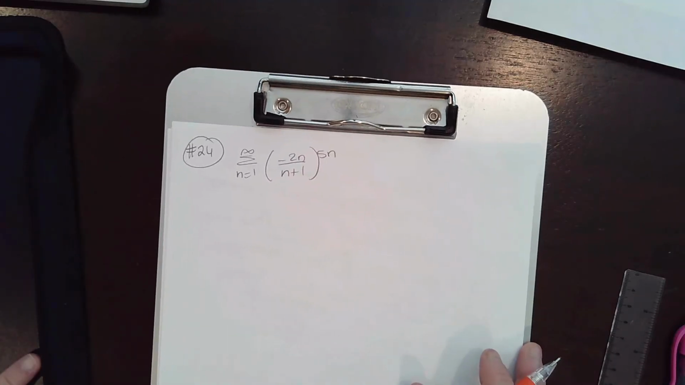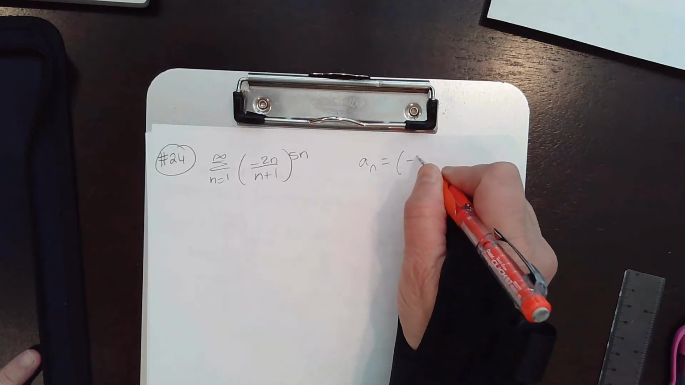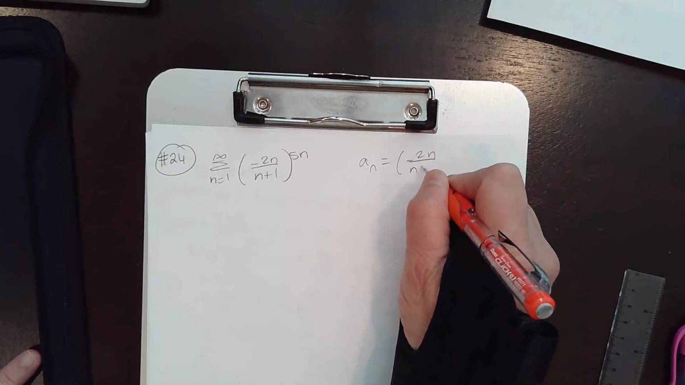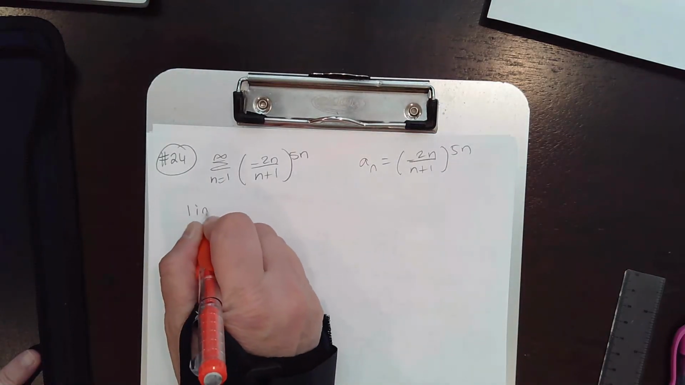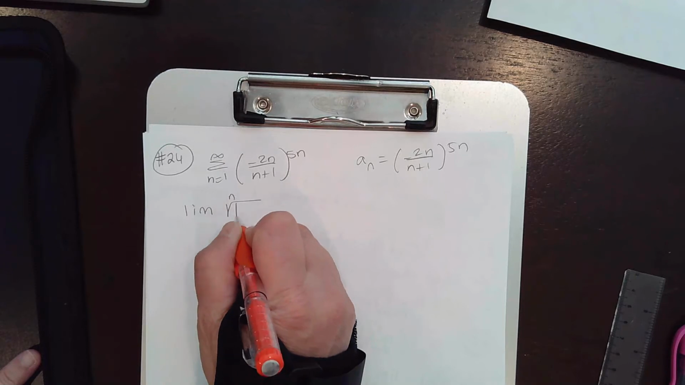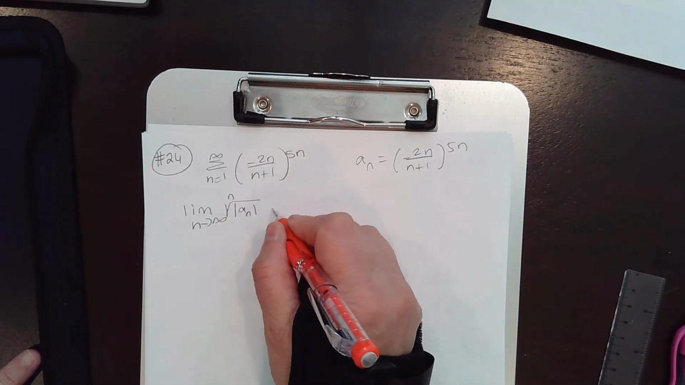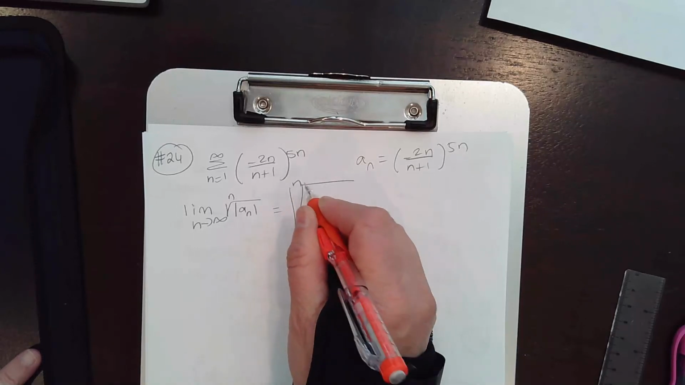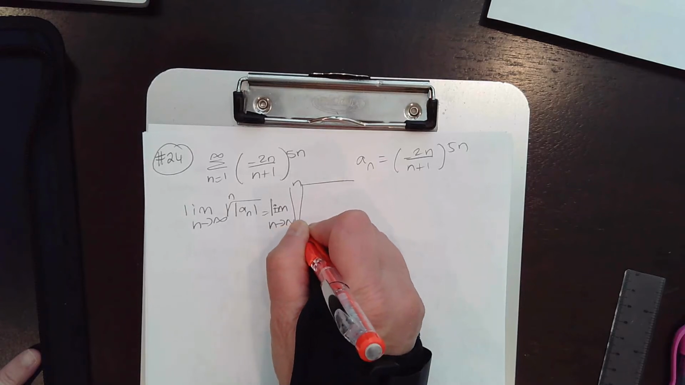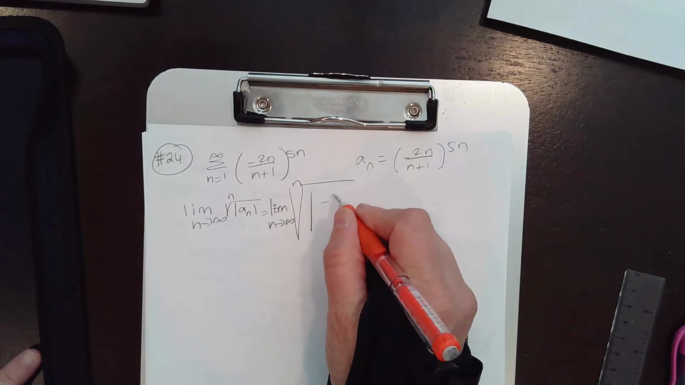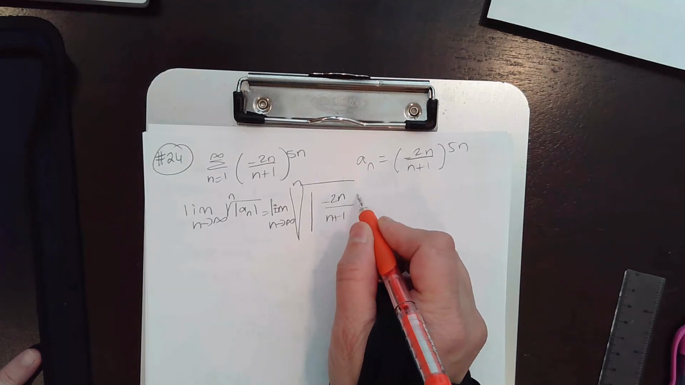Okay, so let's do number 24. In number 24, a_n is negative 2n over n plus 1, to the 5n. So the limit of the nth root of absolute value of a_n as n approaches infinity is equal to, I forgot the limit, the limit as n approaches infinity of negative 2n over n plus 1 to the 5n.